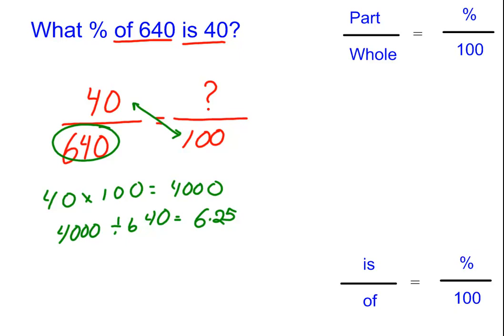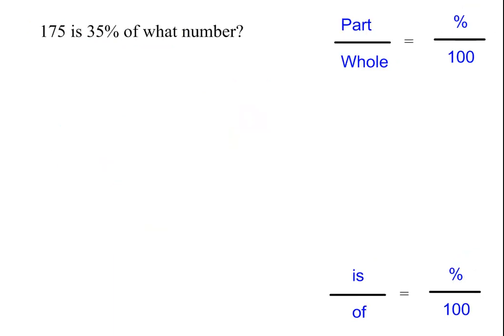And since we know we're looking for a percent, we'd add the percent sign there. So this is the answer, 6.25%. So I gave Sue 6.25% of my $640 when I gave her $40. All right, let's try one more.